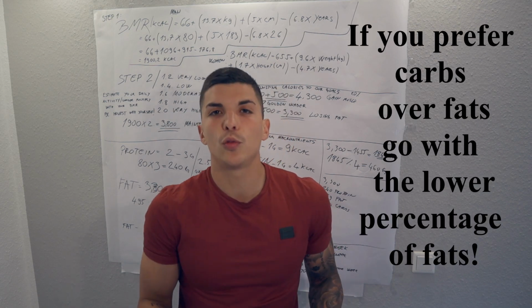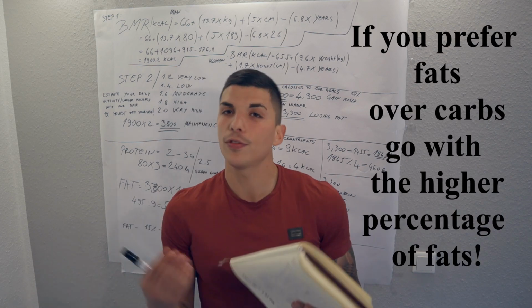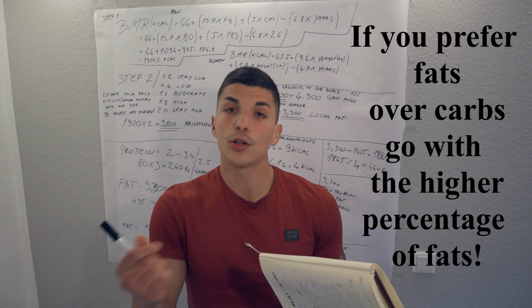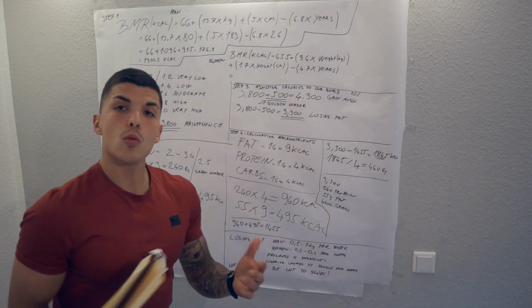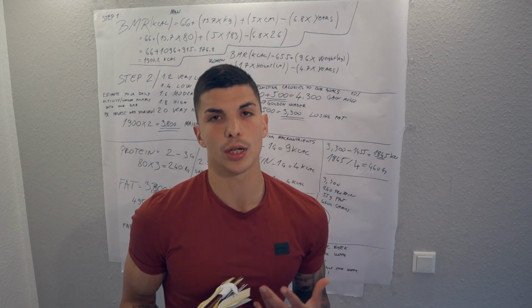If you're somewhere in between, then you must always find your magical number. If you like your peanut butter, your avocado, your eggs, your nuts, etc., then you're going to go with the highest amount of fats, of course, and then you're going to lower your carbs.